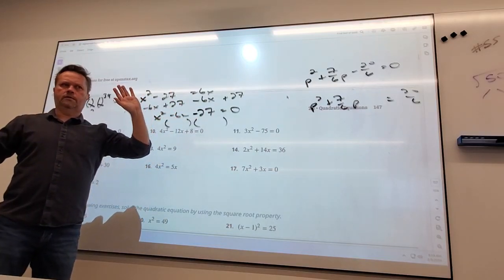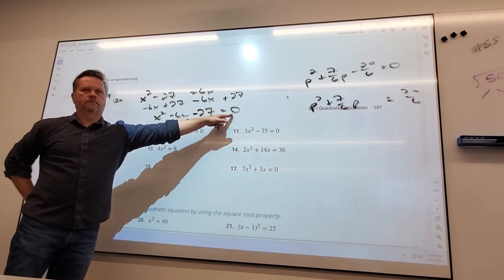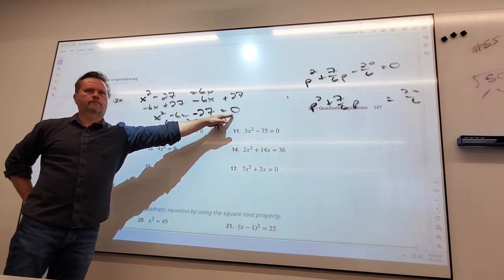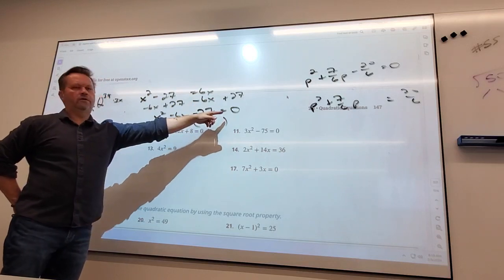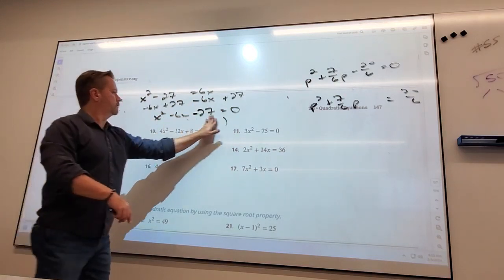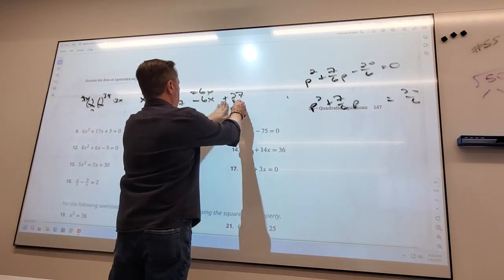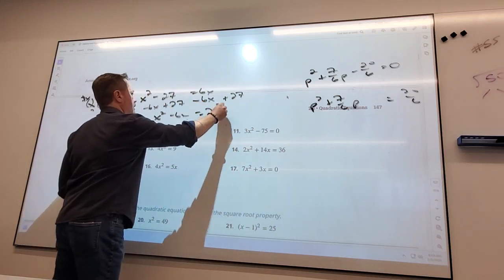Okay, I like it. Why did I have to get it equal to 0? Why can't I just leave the 27 over there and then factor this side, right? Why wouldn't that work? If I just leave this 27 over there, can't I factor this?